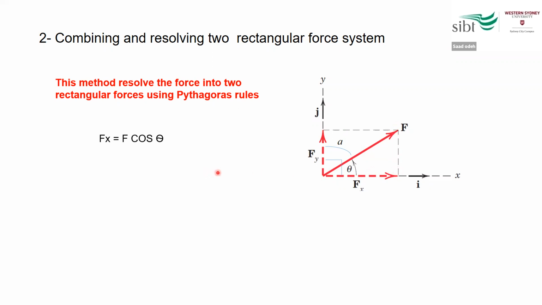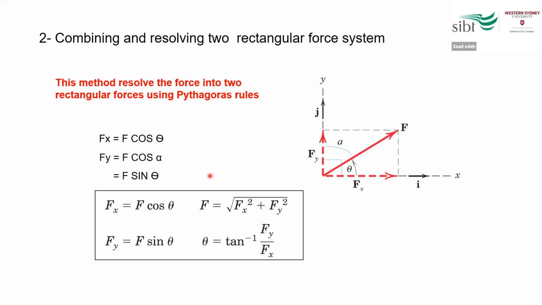So by this, you can find the component of the force. And also, if you have two forces, you can use the same rule by finding the square of each component, and taking the square root, you find the force F, or the resultant F, of two forces, Fx and Fy.